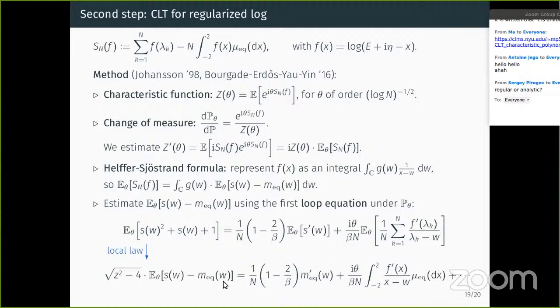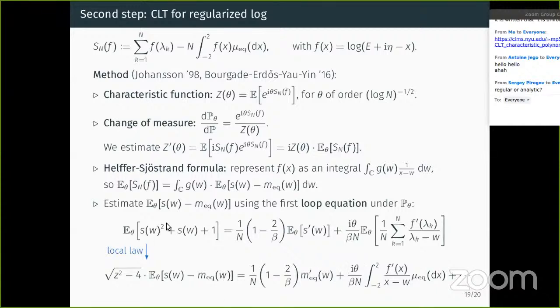So how do we do this? We use loop equations. Before, we were using a whole hierarchy of loop equations involving many terms. Here we use only the first one, but under the measure P theta. A way to write it, which looks like the previous way, is this. So this is exactly the previous loop equation. But the fact of being under this new measure means that we have an additional term involving f prime. And that's really where the interesting things come up, because this term plays a non-trivial role.